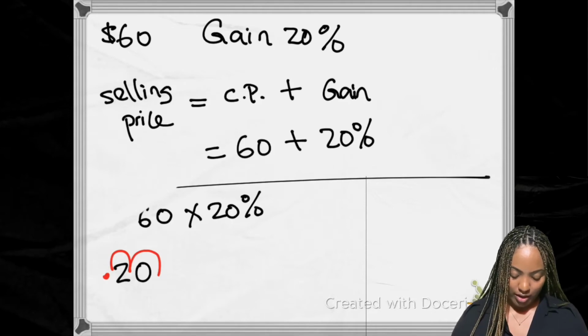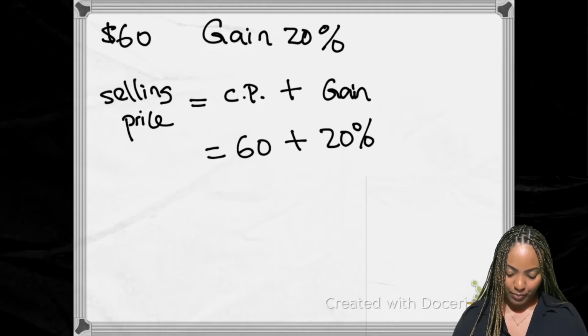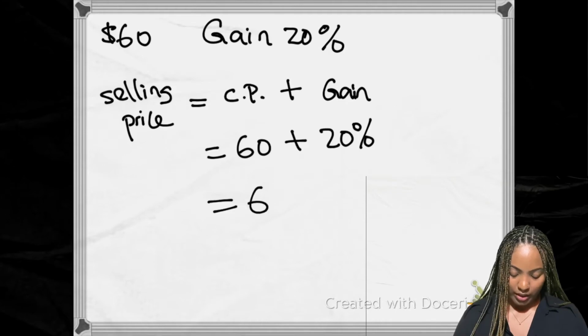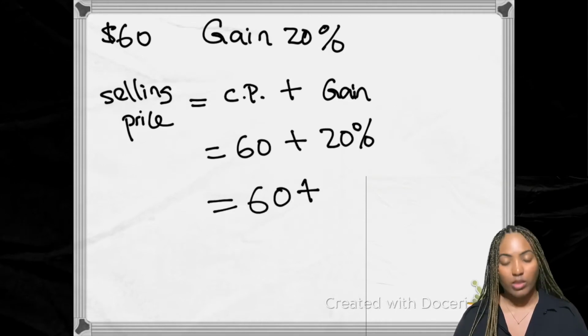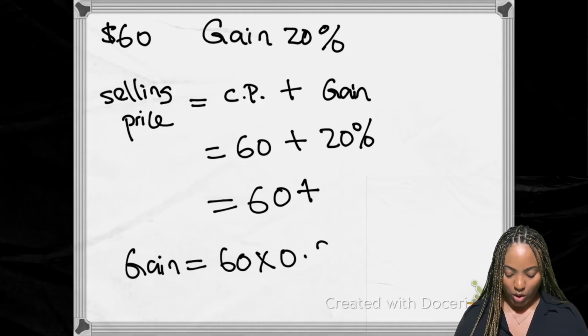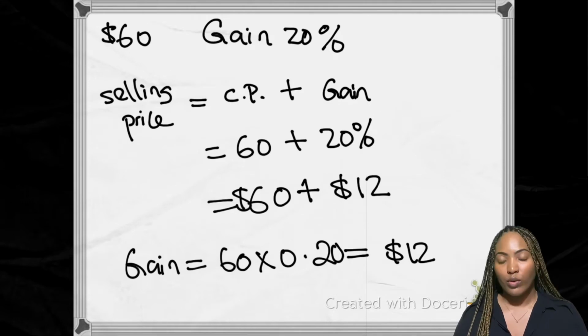So instead, our question now becomes $60 plus, as we said, the gain would have been 60 times 0.2, which gives us 12. So our selling price would be $60 plus our gain of $12.